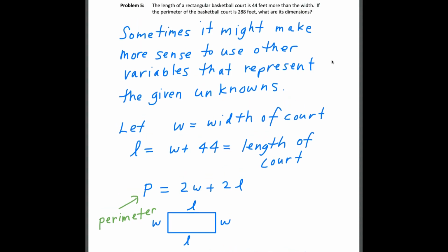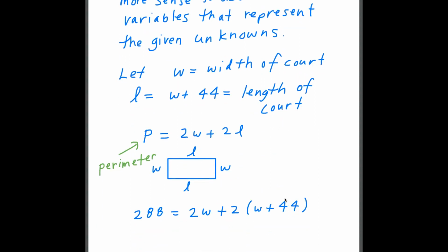Let me just slide down to the original problem. And then the length of the court, because the first statement says it's 44 feet more than the width, would be W plus 44. The perimeter of the court is 288 feet. So you want to come up with that equation for perimeter. Remember, if this is the court, it's going to be 2W plus 2L.